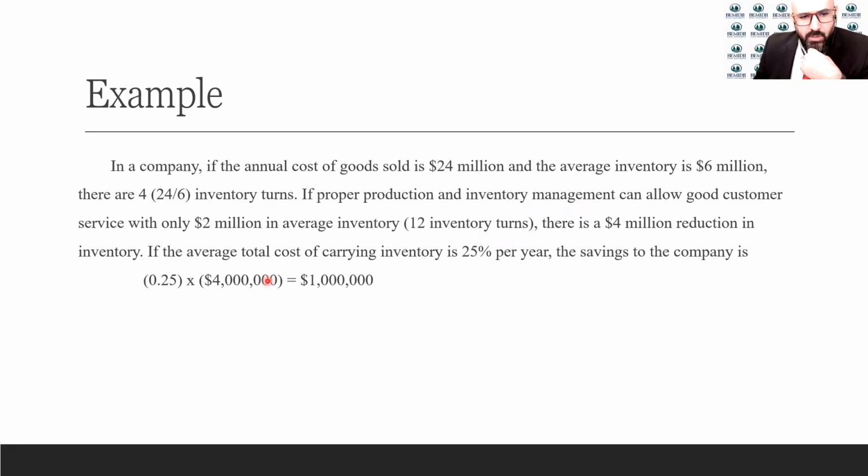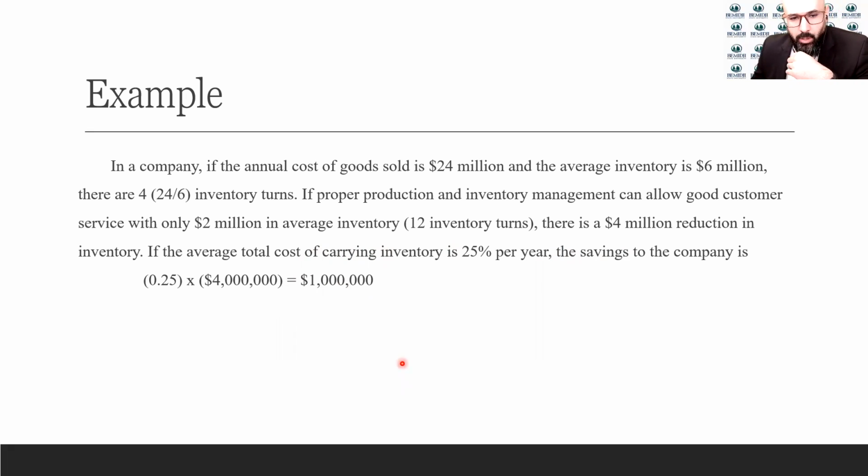If proper production inventory management allows more efficiency, let's say we can serve customers with 2 million in average inventory. Because of the better management of our inventory, we reduced the inventory from 6 million to 2, so that would be 4 million in savings. If we say there is an annual carrying cost of inventory of 25%, that would result in 1 million in savings.